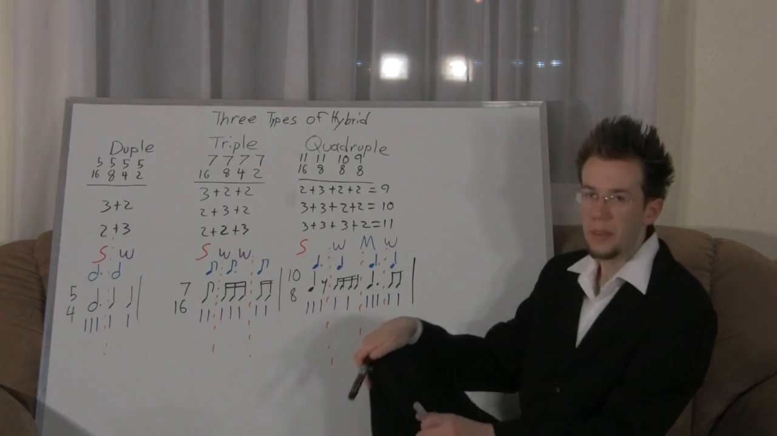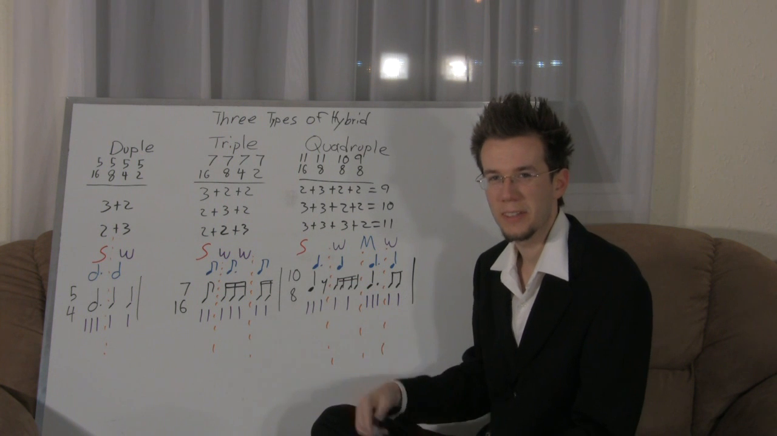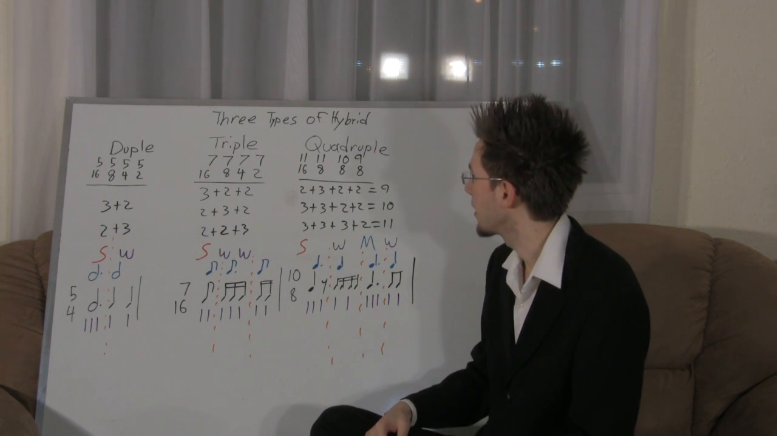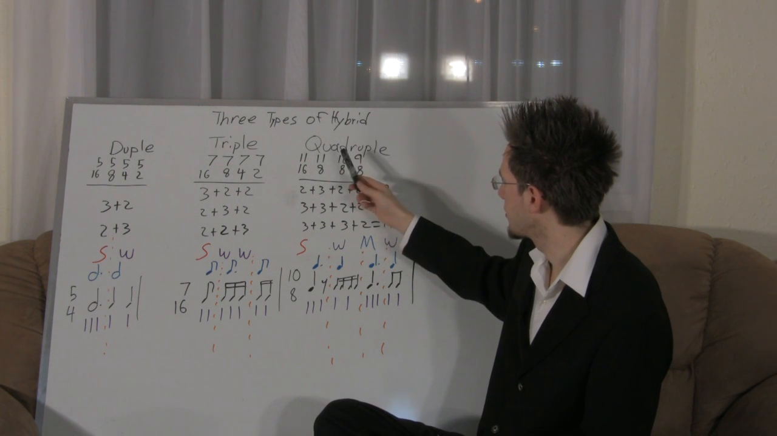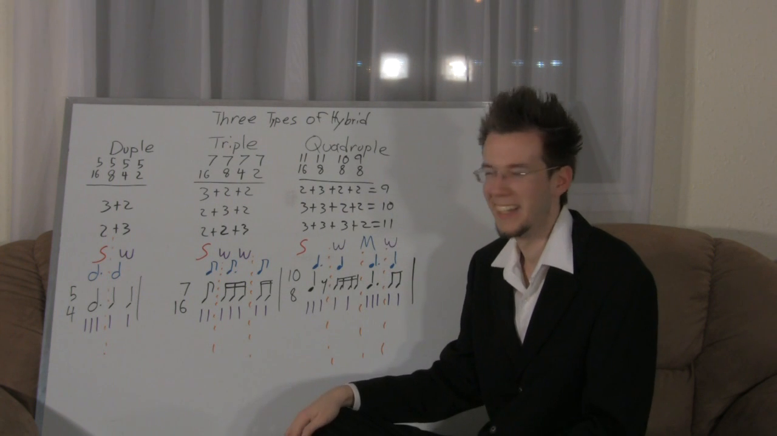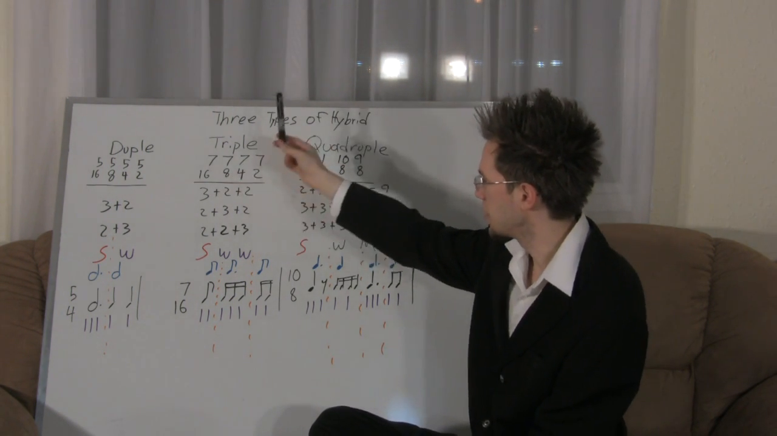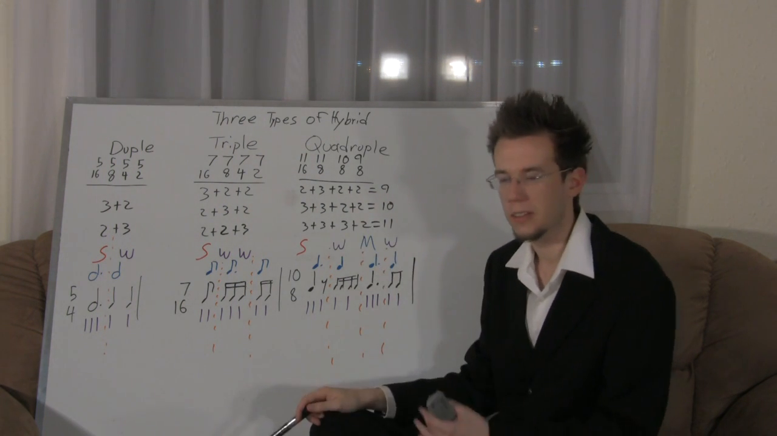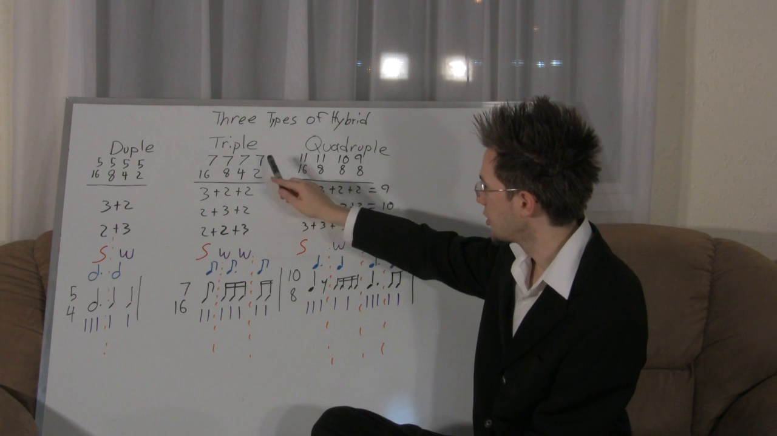Okay, now, moving along. Now, by the way, this sounds really crazy when you're learning this stuff if you write it like this. Hybrid triple time, or hybrid quadruple time signatures. It's like, what am I looking at? So what I did is I just put types of hybrid and then I just put duple, triple, quadruple, so it's easier to remember and a little bit more approachable. Okay, so the next part here, triple.